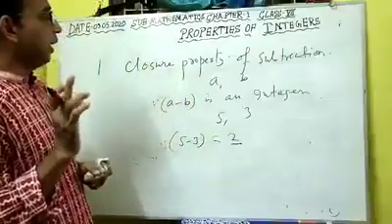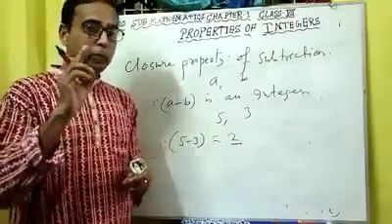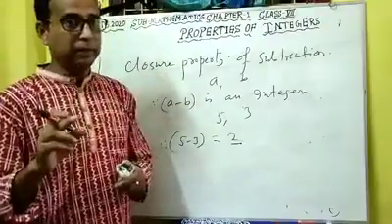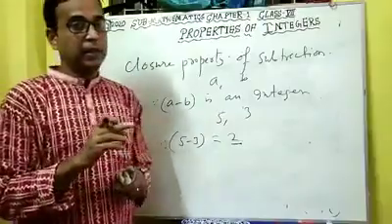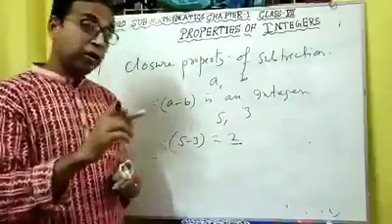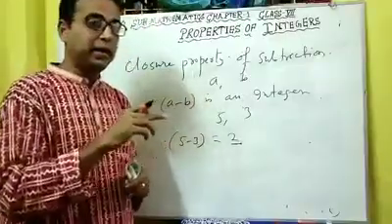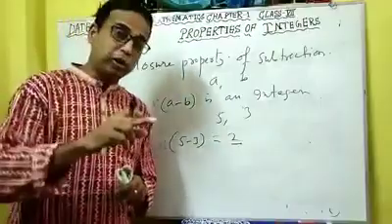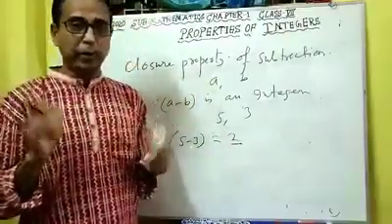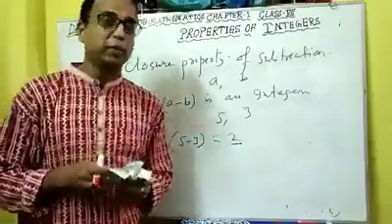But the other two properties, that is commutative and associative: subtraction of integers is not commutative. Similarly, subtraction of integers is not associative. Okay? These are the various properties of integers.